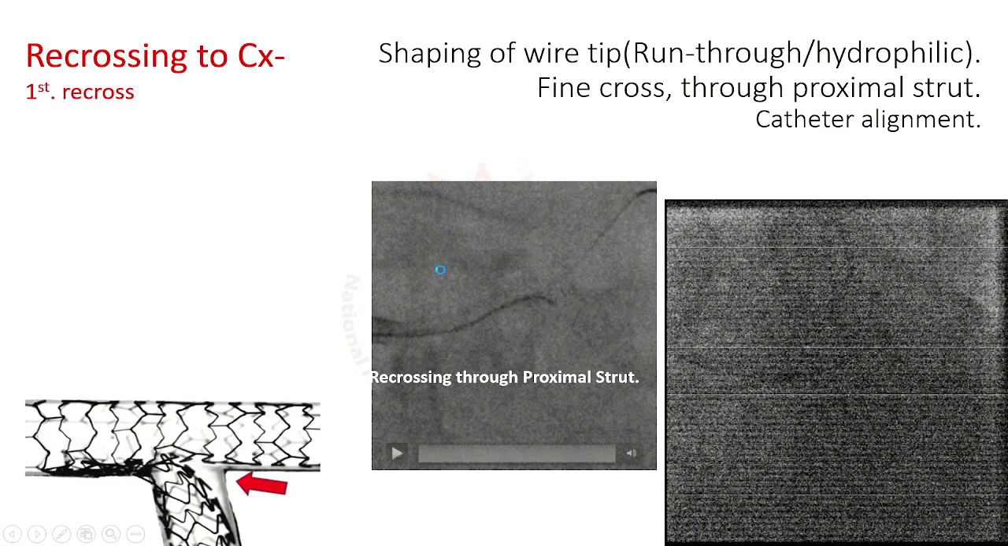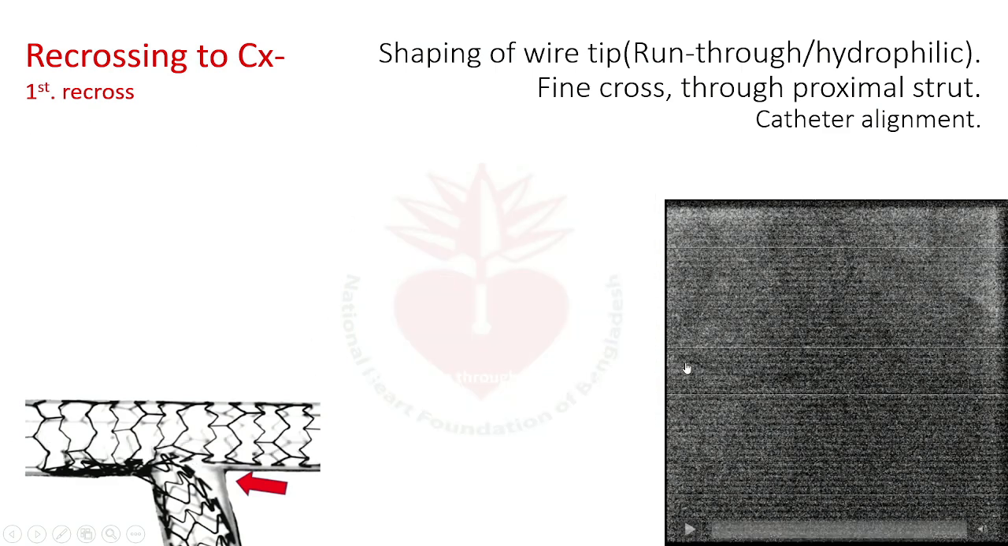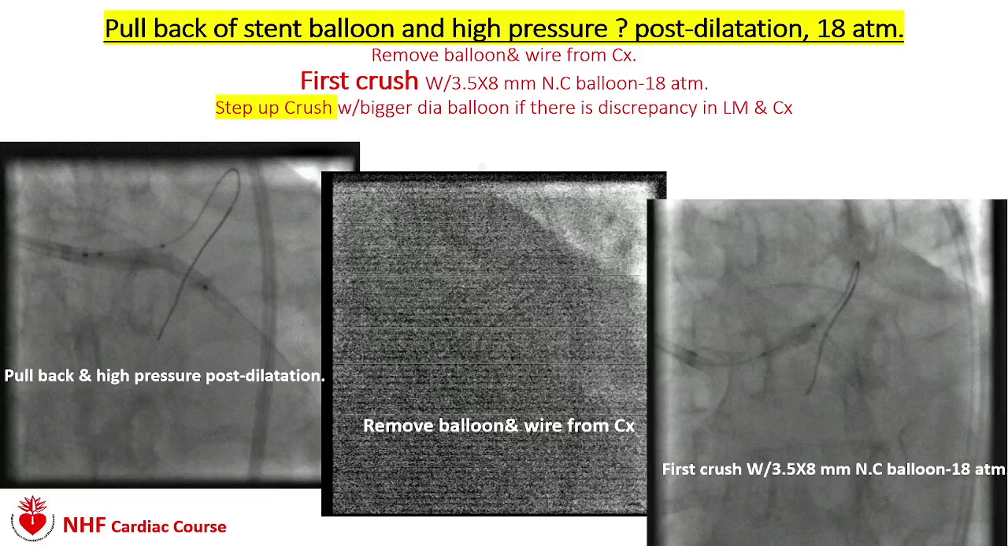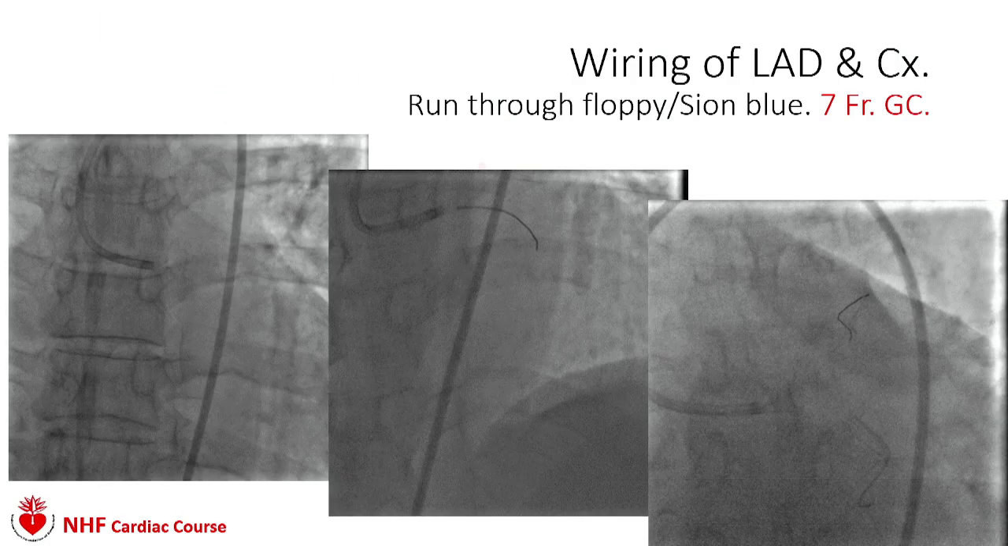After wiring to the LAD and LCX, definitely a 7 French guide catheter should be taken for DK crush and nano crush when you take 2 stents at the same time.